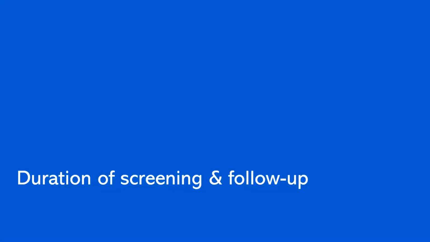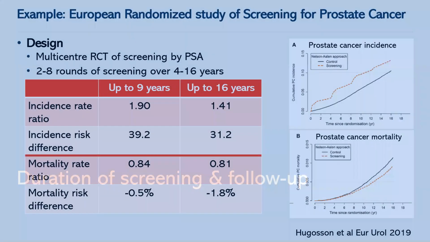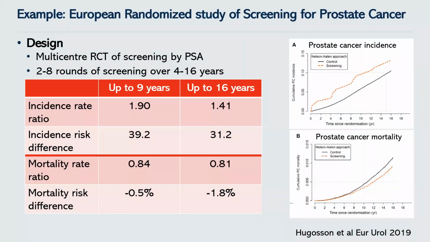When designing studies of screening, it's very important to think about the duration of screening and the duration of follow-up, and these have big effects. So here, this is the European randomized trial of screening for prostate cancer, looking at results at 9 years and at 16 years. It was a multi-center trial. What they did in different countries was slightly different. But in terms of the incidence rate ratio, at 9 years it was 1.9, hugely more cancers found in people that you screen. And at 16 years, it had reduced to 1.4.